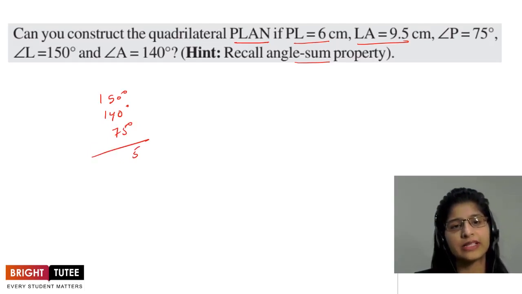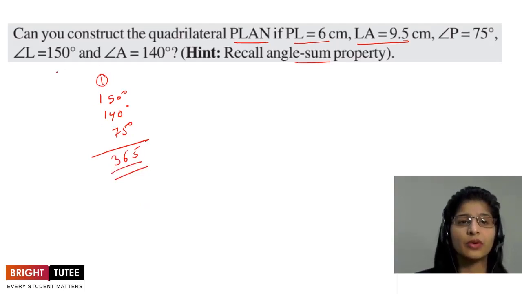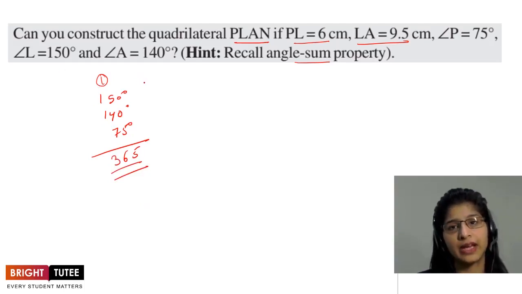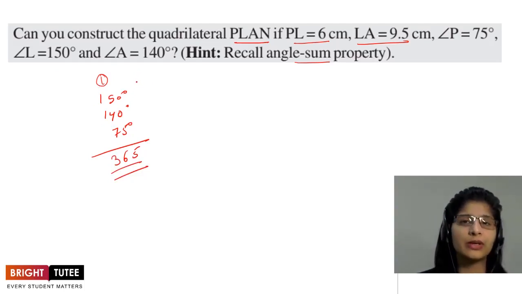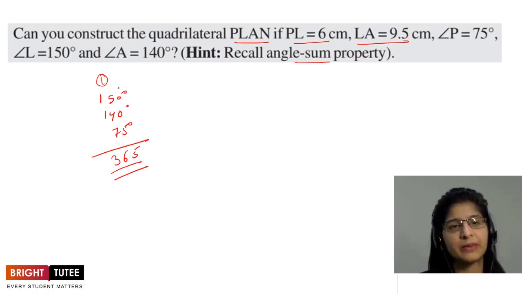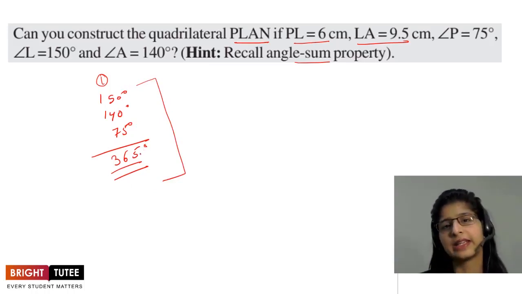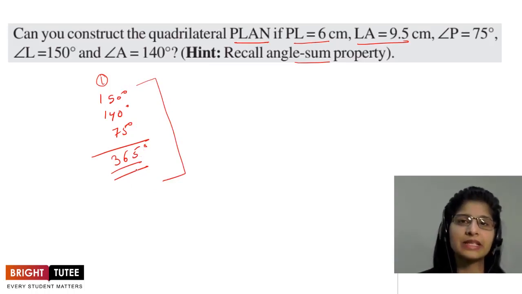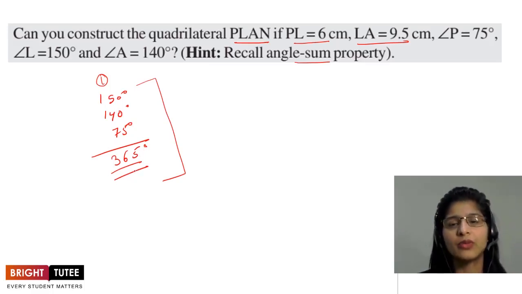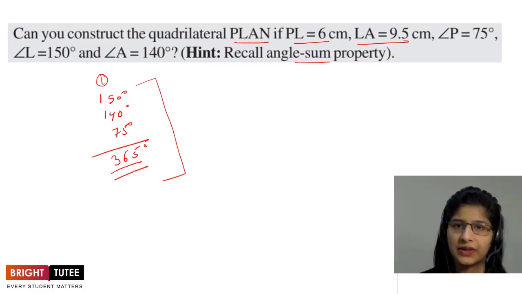365. So the sum of only three angles is 365, right? The fourth angle will definitely have some measurement, so we will not be able to draw a quadrilateral with these measurements, because they cross 360 degrees. We cannot have the sum of three angles as 365, because we know the maximum sum for all the angles of a quadrilateral is 360 degrees, so we cannot draw the quadrilateral. Clear?